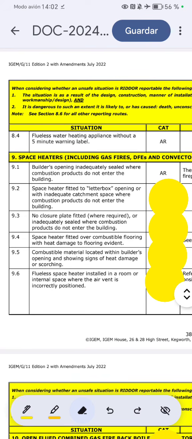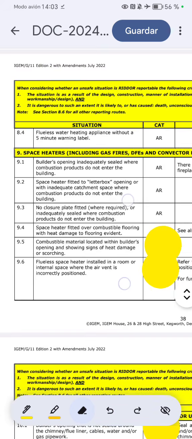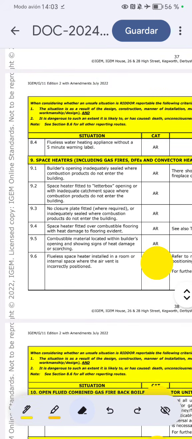Space heater fitted to letterbox opening or with inadequate catchment space where combustion products do not enter the building. At risk. 9.3. No closure plate fitted where required or inadequately sealed where combustion products do not enter the building. At risk. Space heater fitted over combustible flooring with heat damage to floor evident. I'm going to say at risk. 9.5. Combustible material located within builders opening and showing signs of heat damage or scorching. I'm going to say these both are at risk.